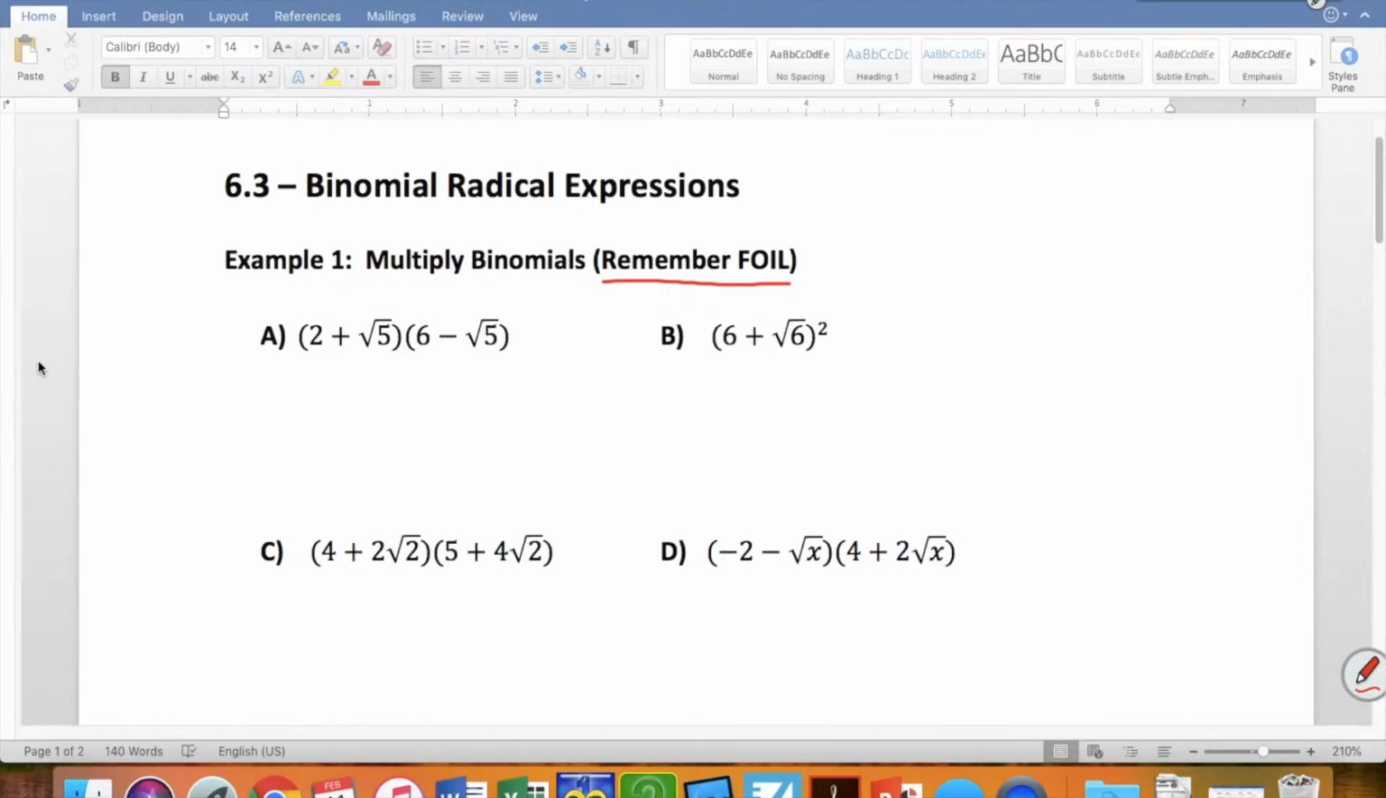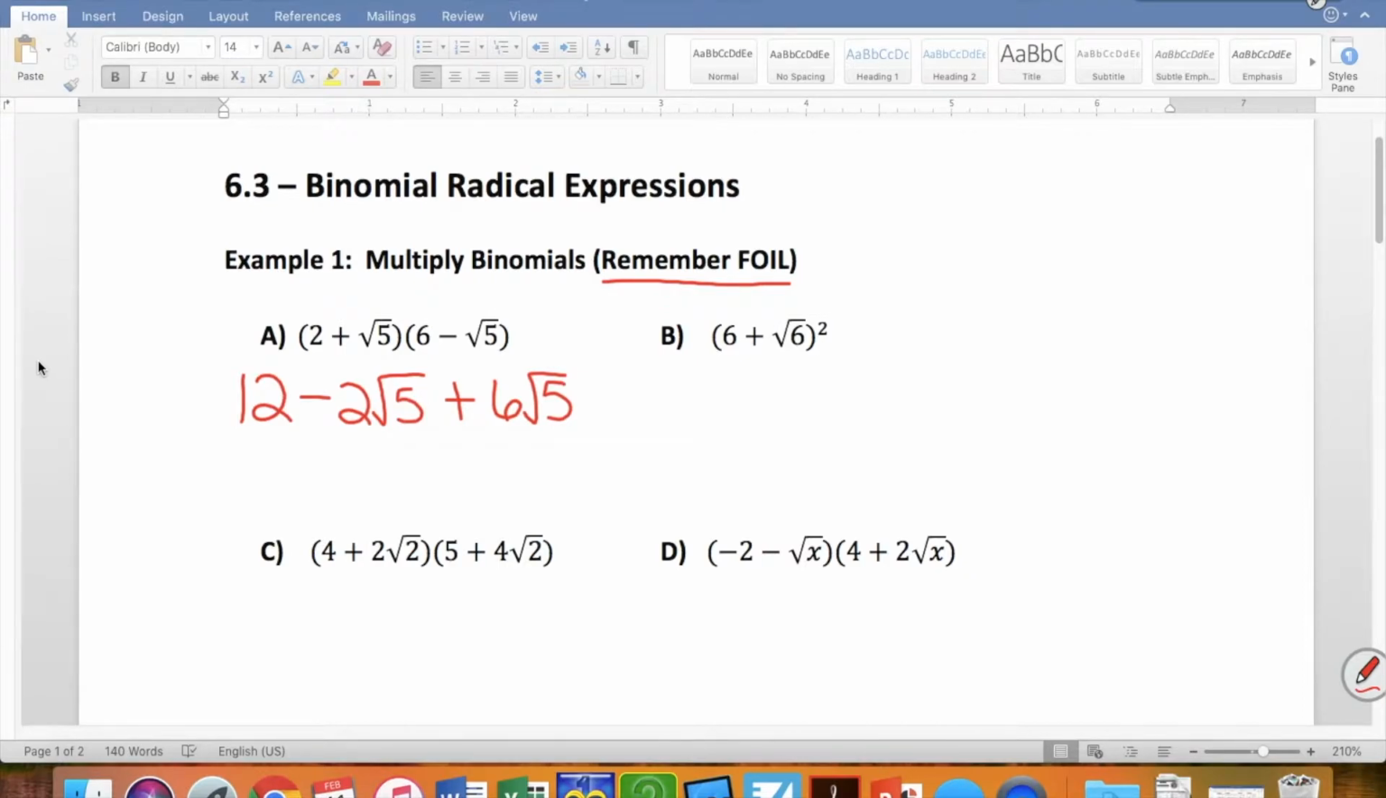So I'm going to start with 2 and 6. 2 times 6 is 12. And then I'm going to do 2 times the negative square root of 5. That gives me negative 2 square root of 5. Just like it was a variable, we're going to treat it like a variable. And then I'm going to do positive square root of 5 times 6, so it's going to be plus 6 square root of 5.